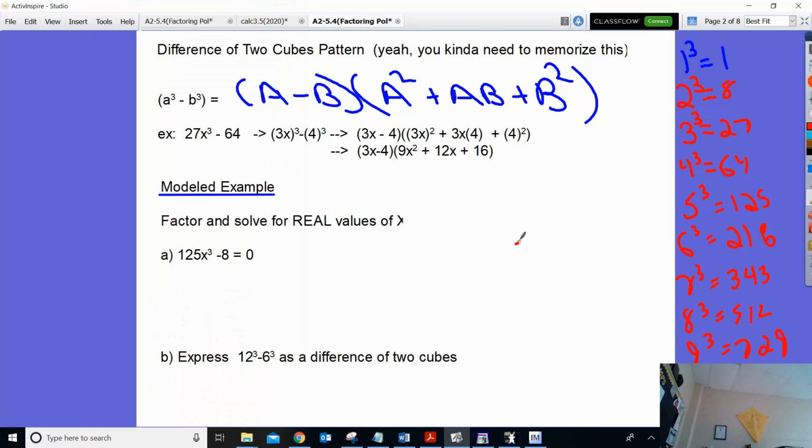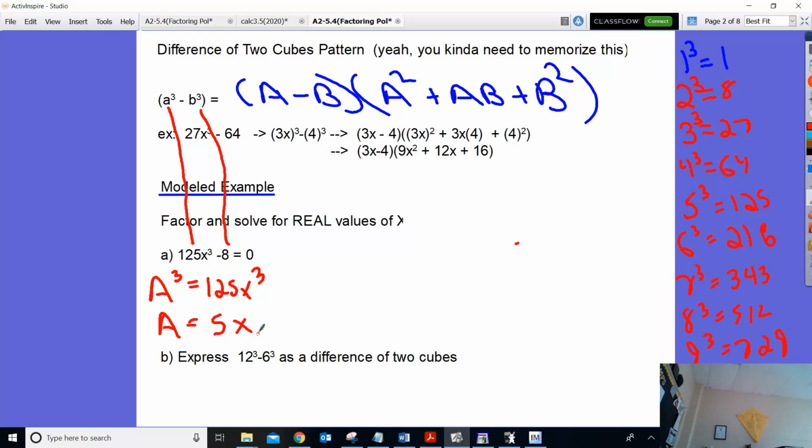Anyways, we're going to factor and solve. What you're going to do in the beginning is think about how these pieces line up. A cubed is the 125x cubed piece, because of how it lines up. What do you cube to make that 125? 5. What do you cube to make that x cubed? Just the x. If you took 5x and multiplied it by 5x and by 5x one more time, would you have 125x cubed? That's how you figure out the letter A.